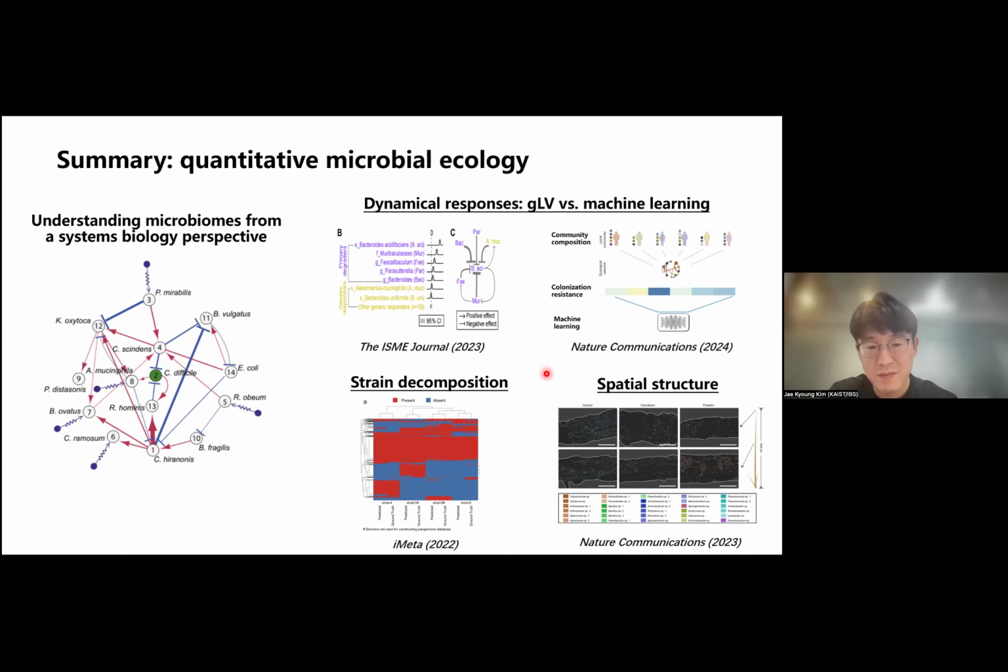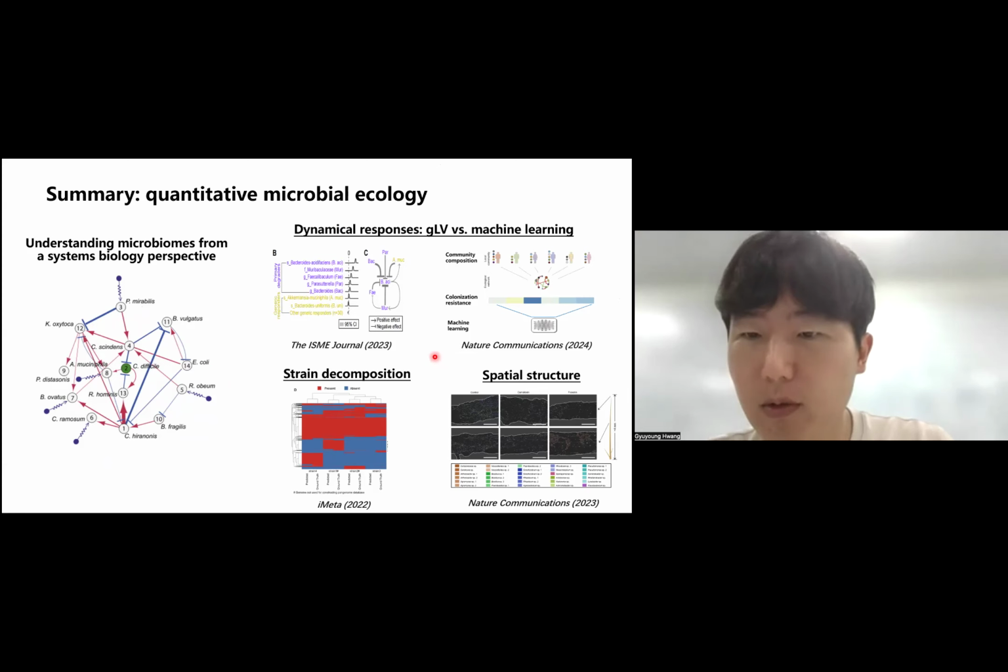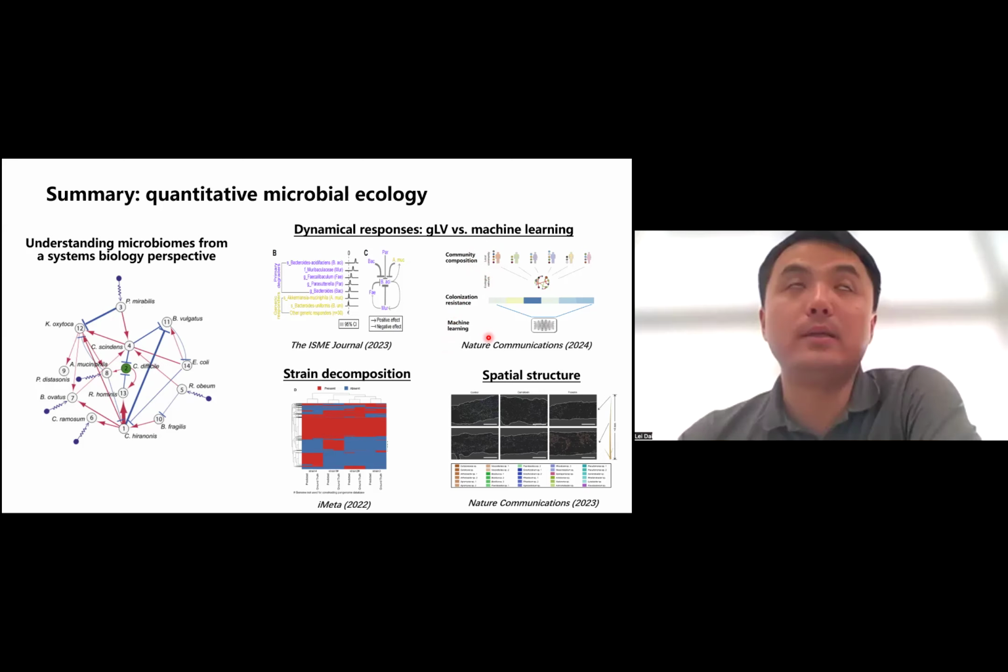Maybe I got lost, but when you use machine learning, are you inferring the network which follows the generalized Lotka-Volterra model? No, I'm not trying to infer the Lotka-Volterra network. I'm just trying to make a prediction from the composition to the resistance. Basically, in this case, it's the new steady state. What is the abundance of the invasive species? So I'm trying to predict that without knowing the interaction terms.